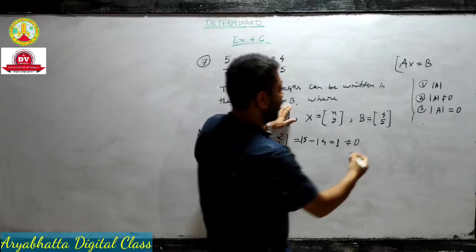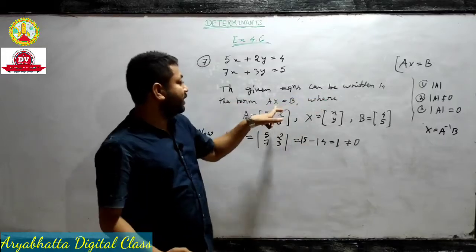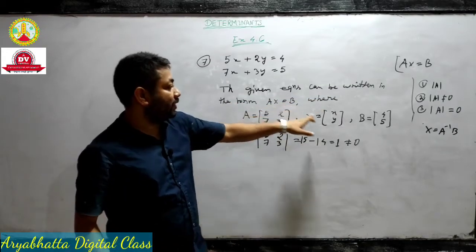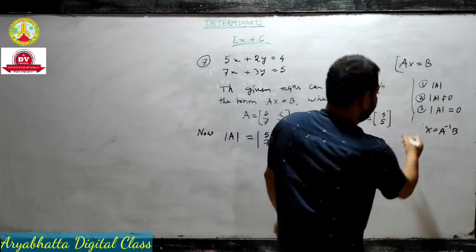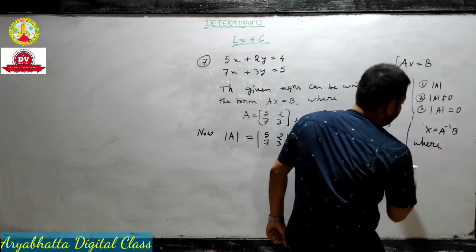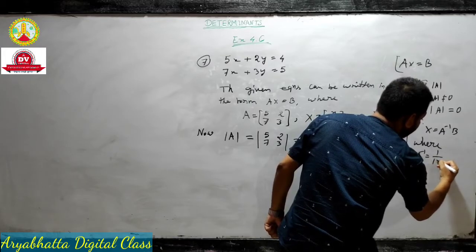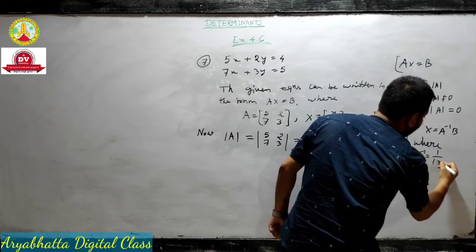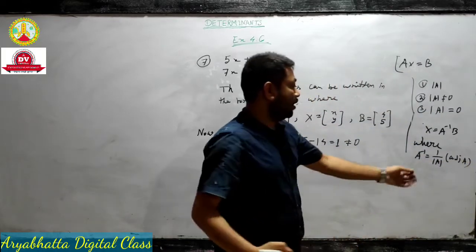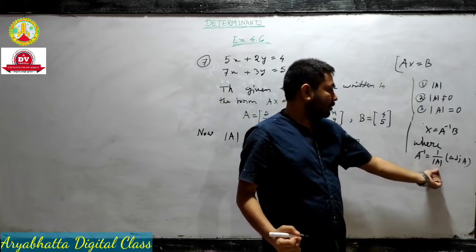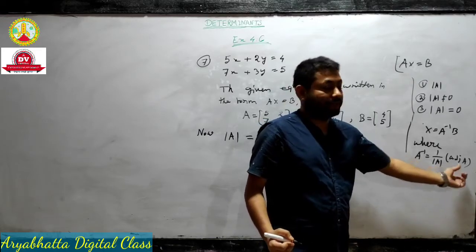Here Ax equal to B, then we have X equal to A to the power minus 1 into B, the inverse matrix of A into B, where A to the power minus 1 is equal to 1 by determinant of A into adjoint of A. Already we have learned that the inverse matrix of A is equal to 1 by determinant of A into adjoint of A.